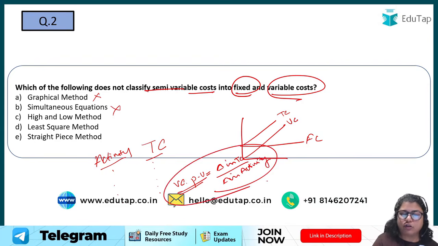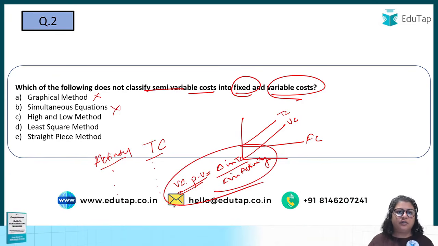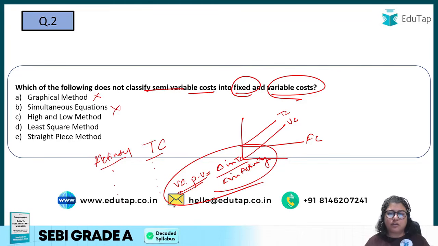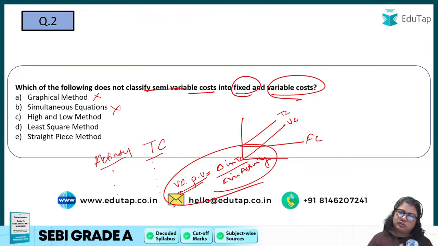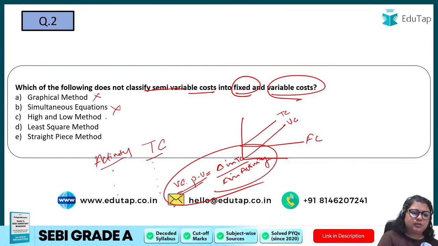So in this case, in the high low method also, we can find out the variable cost. So of course from the total cost, if we have found out the variable cost, we can find out the fixed cost also. So hence this also splits. So this is also incorrect.